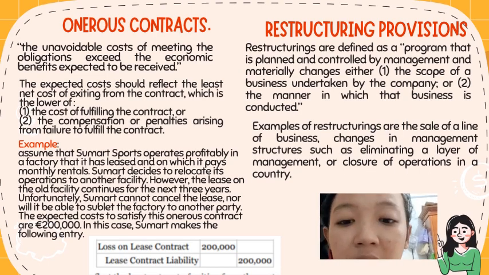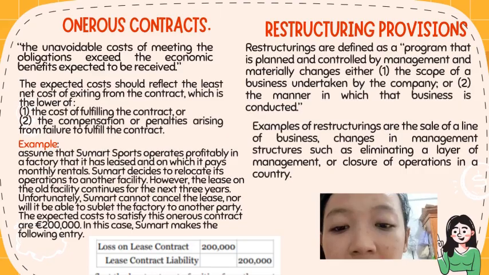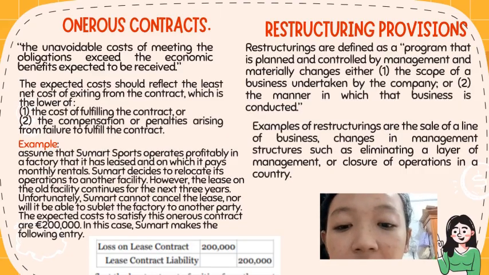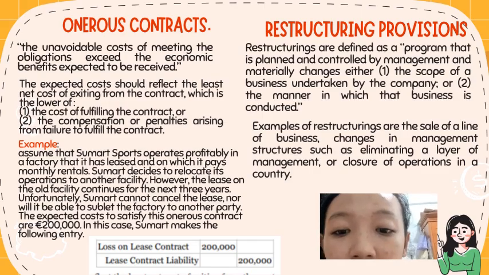For example, we assume that Smart Sport operates profitably in a factory that it has leased and on which it pays monthly rent. Smart decided to relocate its operation to another facility. However, the lease on the old facility continues for the next 3 years. Unfortunately, Smart cannot cancel the lease, nor is it able to sublet the factory to another party.